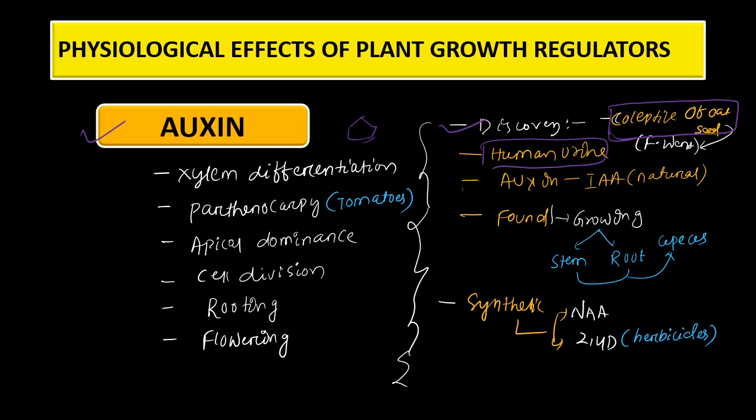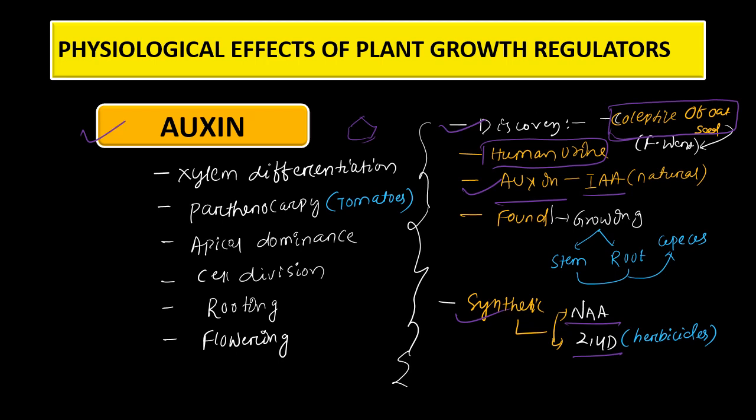Next is auxin, IAA. This is the natural auxin, and the synthetic auxins are NAA and 2,4-D. What is IAA? Indole 3 acetic acid is the natural auxin, while NAA, naphthalene acetic acid, is a synthetic auxin, and 2,4-D is a herbicide.